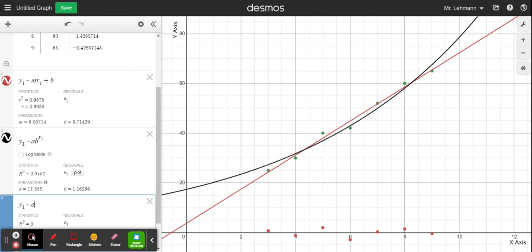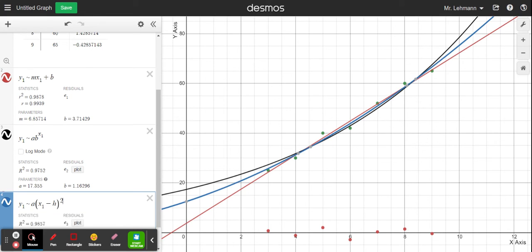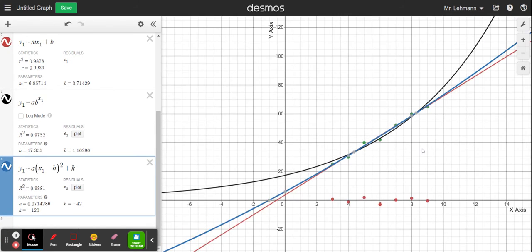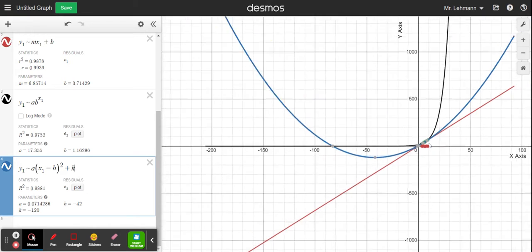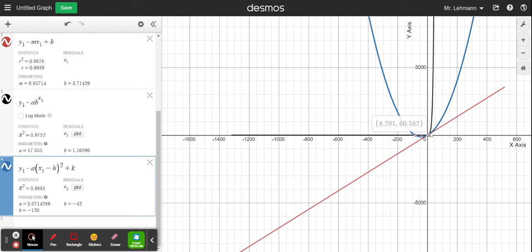And then I'm going to go A, X1 minus H squared plus K. I think I did that one okay. Check that out. There's our quadratic.